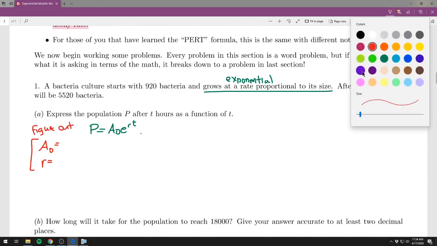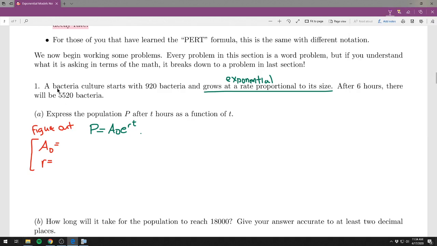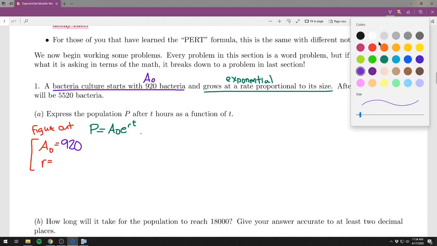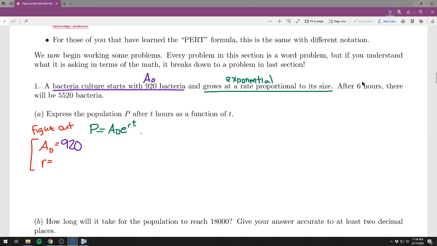Okay. Now, if we read the problem, it says a bacteria culture starts with 920 bacteria. Remember what we talked about a long time ago, and now also just a minute ago. A0 is representing the initial amount, and we are told initially there are 920 bacteria. So A0 is going to be 920. Now, reading the problem right away, we figured out A0.